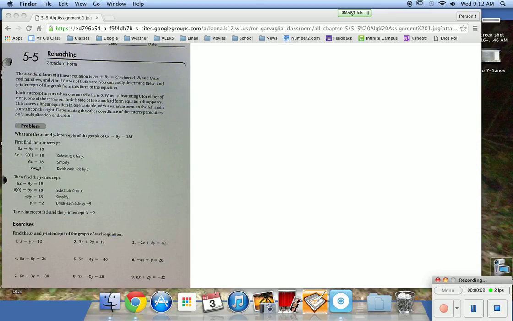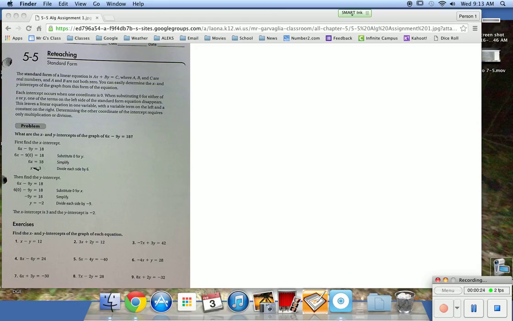Chapter 5, Section 5. We're going to get the last thing on this sheet that we need to learn, and it's going to be called the standard form. If you look up at that poster, the last one up there is standard form. That's what we're going to work on today.